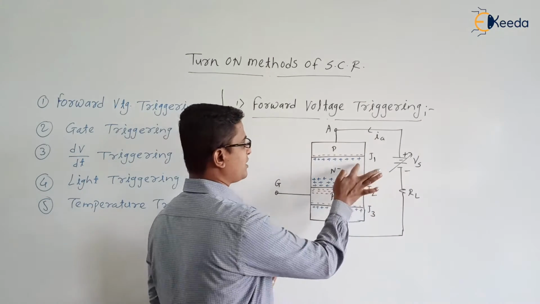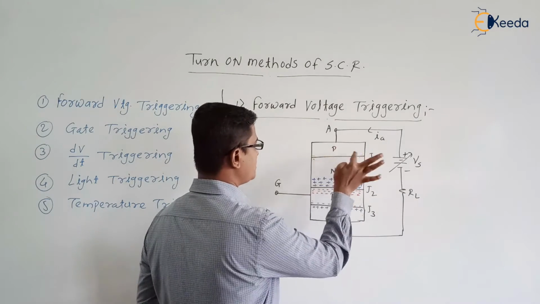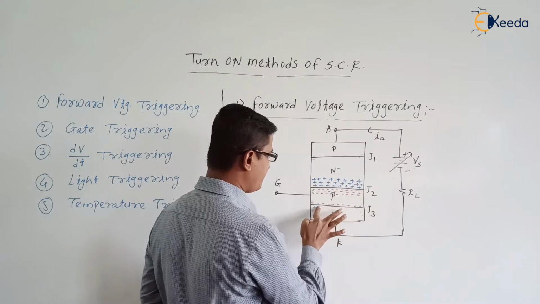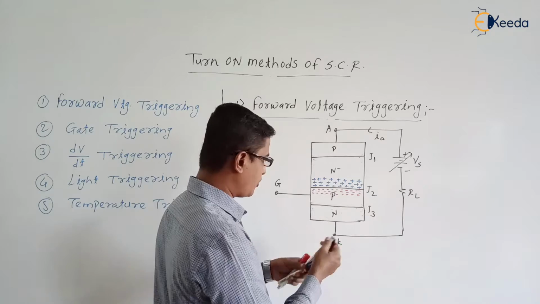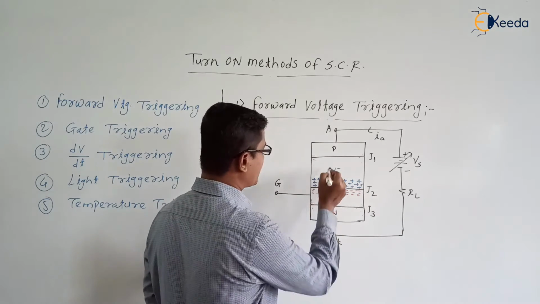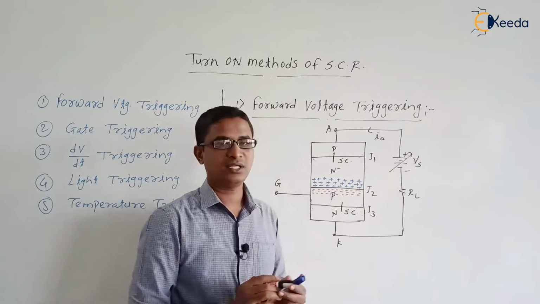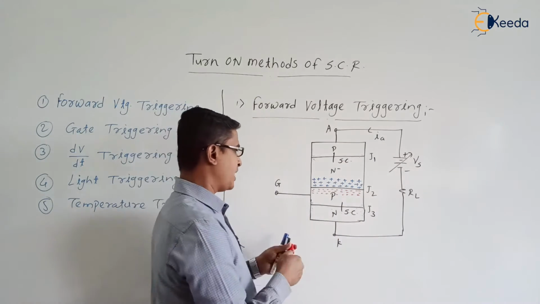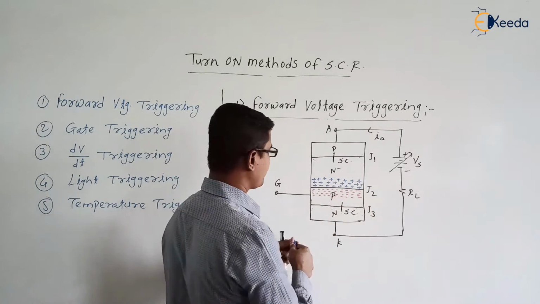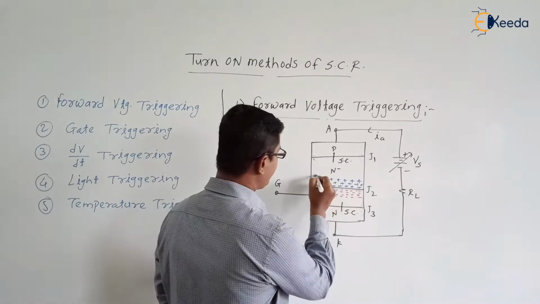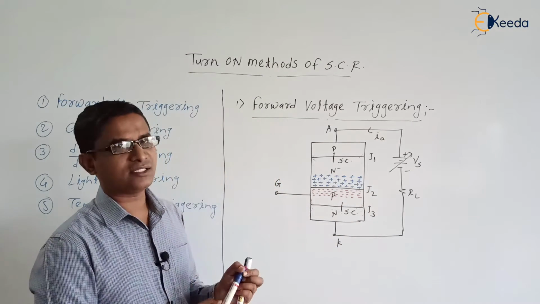If we further increase the voltage, the width across junction J1 becomes 0. Similarly, the width across junction J3 also becomes 0. At both J1 and J3 the width becomes 0, which means these two are acting as short circuits. But what about the width of the depletion layer across junction J2? It is still increasing.